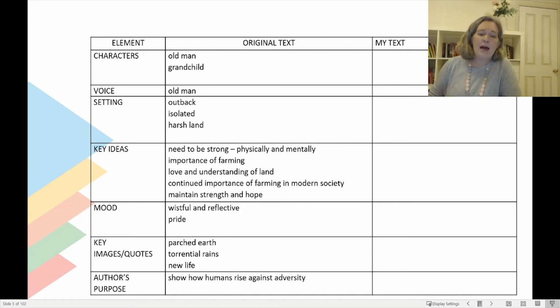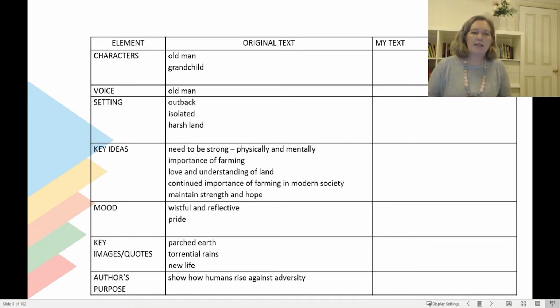The key ideas are that he needs to be strong, both physically and mentally. The importance of farming, and maybe there's a farm that's been in their family for generations, so there's a love and understanding of the land. There's the continued importance of farming in modern society, and it also talks about the need for the human to maintain a level of strength and hope in order to survive. The mood in this particular text is very wistful and reflective, and there's also a sense of pride. This man's very proud that he's managed to keep this farm in his family for generations and that he's managed to keep going against all odds.